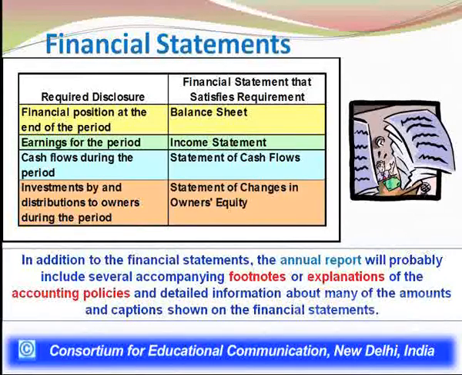The second required information is about how much we earned, or maybe lost, in a particular year. For that we refer to the income statement, or we may call it the statement of profit or loss. The third information required is about how much cash has been generated during a particular year or period, and that comes from the statement of cash flow. And lastly, if we want to know the investments made by the owners or withdrawals made by the owners, that comes from the statement of changes in owners' equity. So these are the four major sources of information. They are called financial statements.